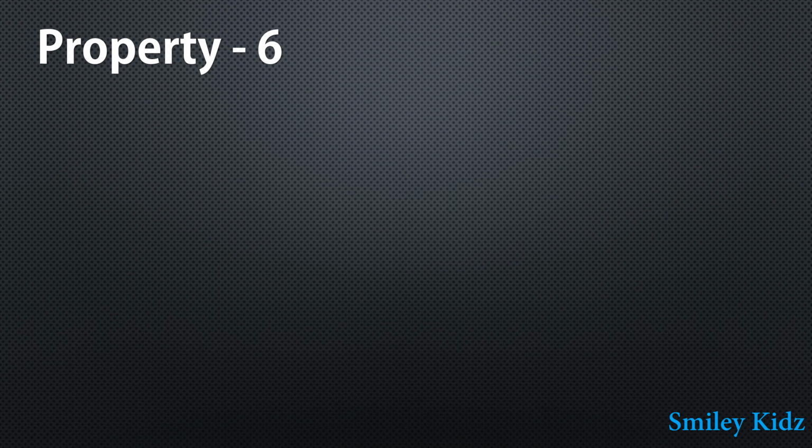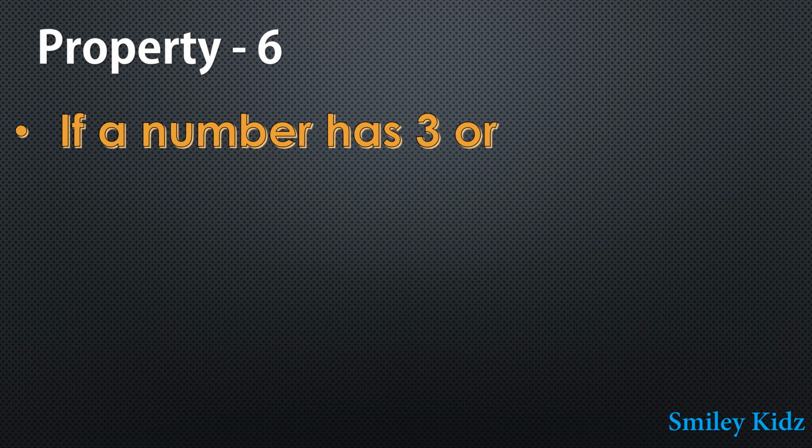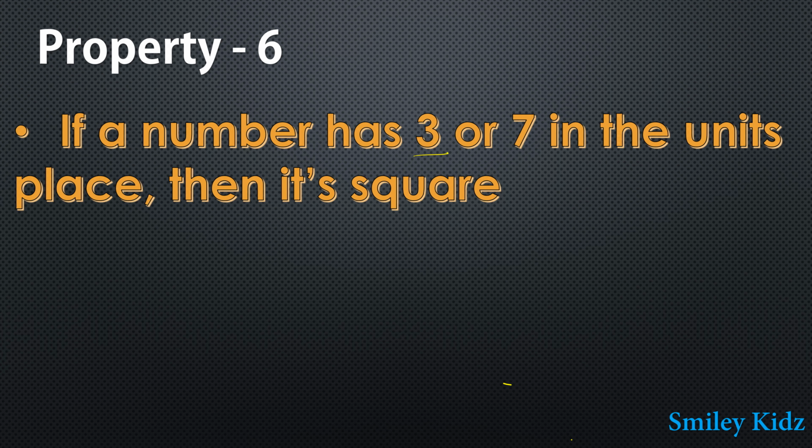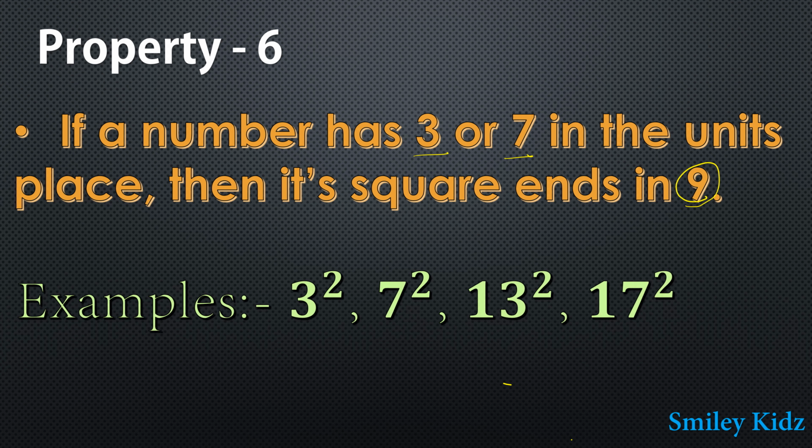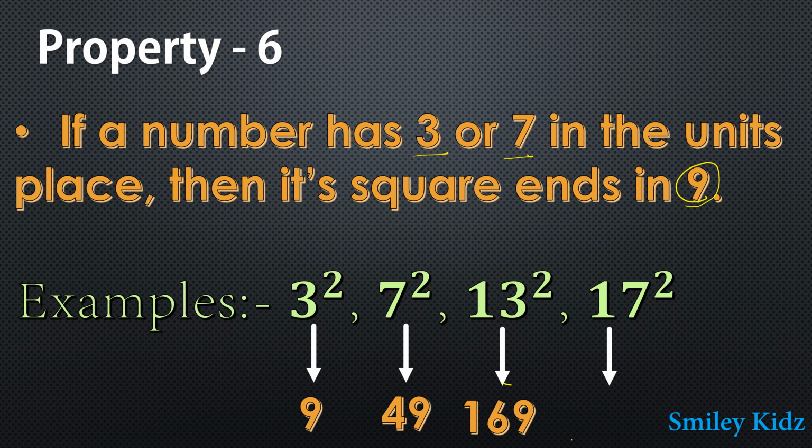Now let's move to property number 6. If a number has 3 or 7 in the units place, then its square ends in 9. Let's see. 3 square, 7 square, 13 square, 17 square. 3 square is 9, 7 square is 49, 13 square is 169 and 17 square is 289. If you observe the units place, it's 9. Correct?